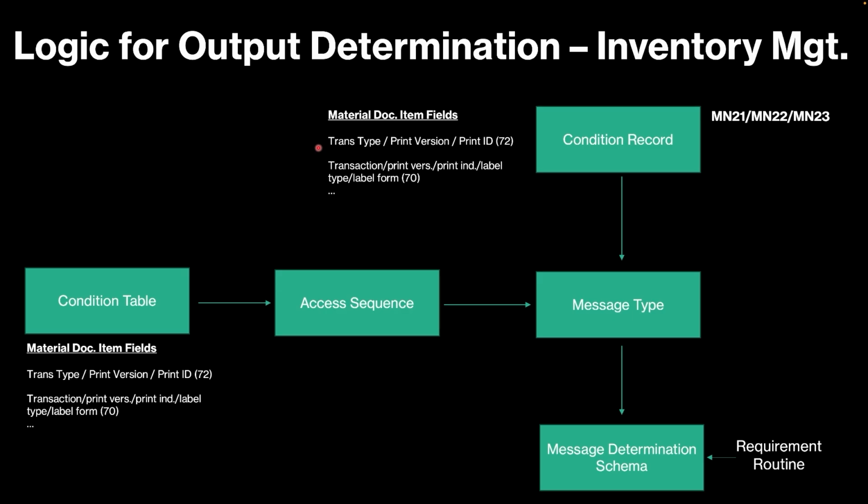Okay. So now let's move on to SAP and first see the standard configuration which is there, and then we'll post a material document and see how message types get determined. We'll also see what is the meaning of these fields in your material document, because you can see here you have certain fields based on which SAP has given standard accesses and standard message type. So we'll see what is the meaning of transaction type, print version, and print ID also. So let's move on to SAP now.